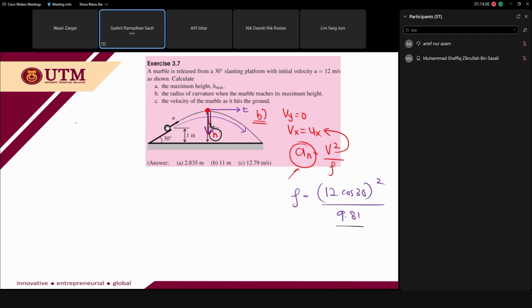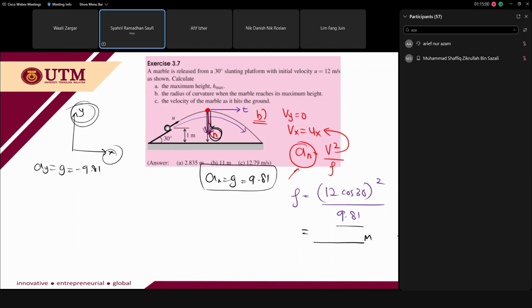For the X and Y axis, we know that this is your X, this is your Y. So for the XY axis, your G is negative because it's the opposite direction of positive Y. That's why your AY equals G equals negative 9.81, because it's against the direction of Y. For this case, the positive N axis is downward and G follows this N axis. So your AN is equal to G, which is 9.81, because it follows the N axis. That's why it is positive. And then you get your rho in meters.